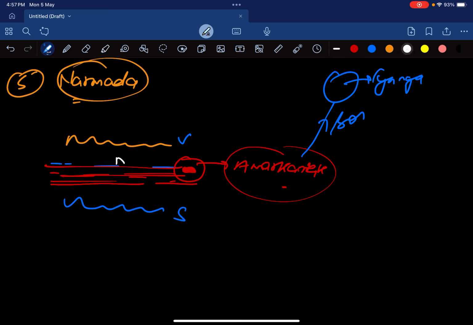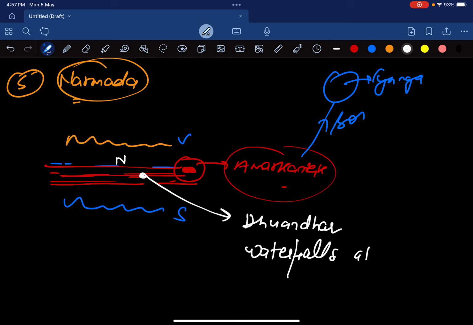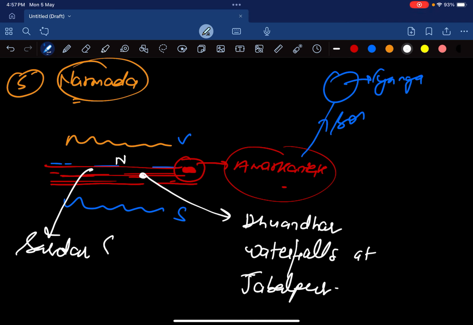Further, it is also linked to the धुआंधार waterfalls at जबलपुर. ठीक. इसके अलावा the Sardar Sarovar Project is linked to the river नर्मदा. ठीक भाई.